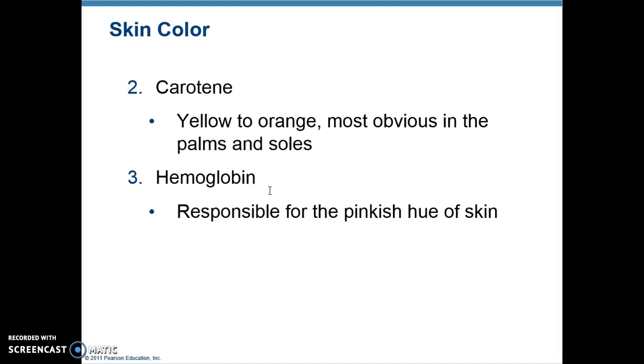And then hemoglobin as well, which is not technically a pigment for your skin, but because your blood is red due to the hemoglobin and you have ample blood supply in your skin, that is where it gets its pinkish or ruddy red color.